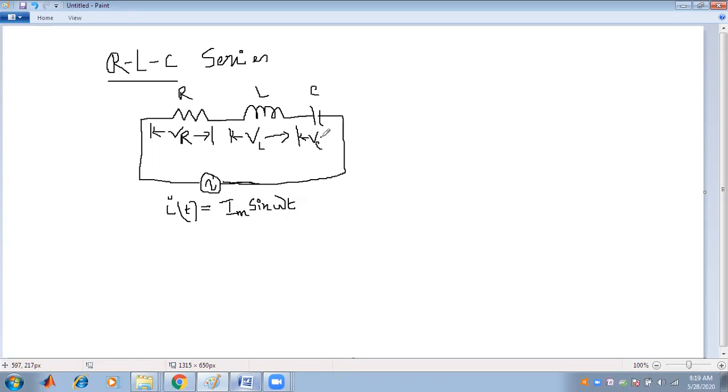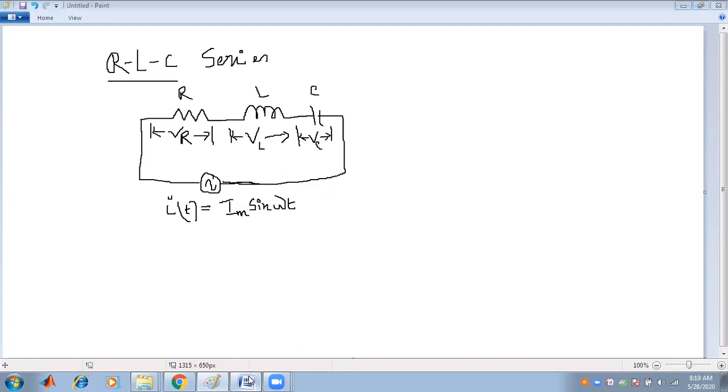We have a basic idea of leading and lagging when we take the current as a reference. The voltage across the resistance will be in the same phase with the current, but the voltage across the inductor will lead the current by an angle of 90 degrees, and the voltage across the capacitor will lag by an angle of 90 degrees.